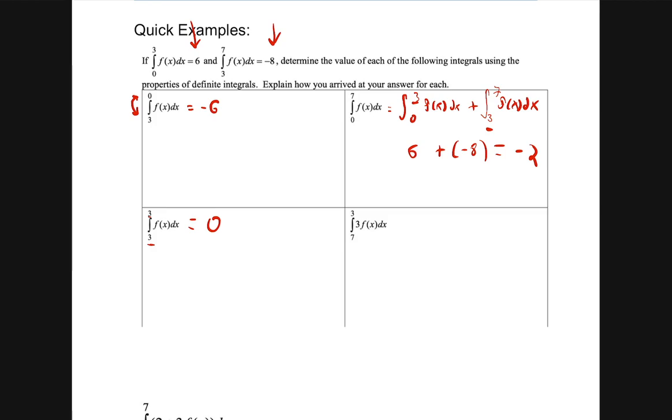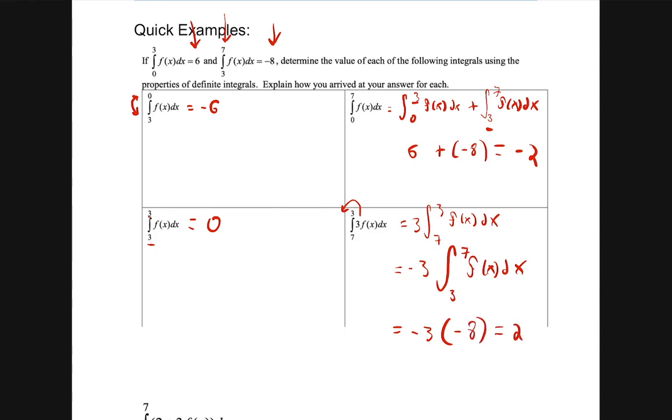Okay, next one, a couple things going on. First, I'm just going to pull out that 3. So this is equal to 3 times the definite integral from 7 to 3 of f of x. And if I'm being really formal here, 3 to 7 is backwards from what I had, so this is -3. Notice I pulled that negative sign out, and then I'm going to flip these. I'm just being super formal here about showing each step. So this would be -3 times -8 to be +24.